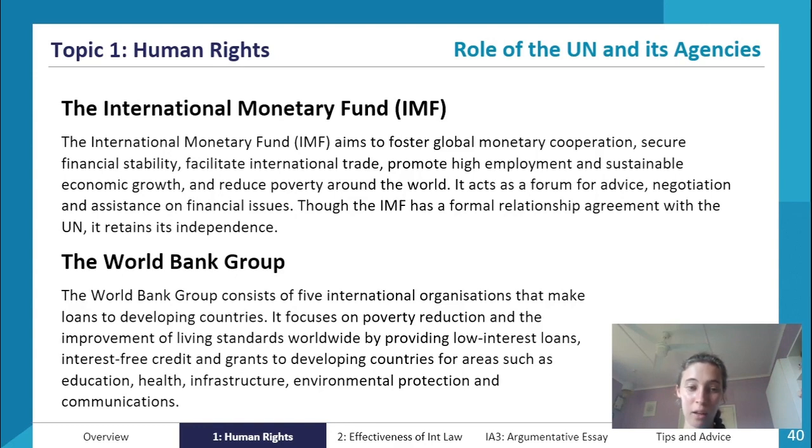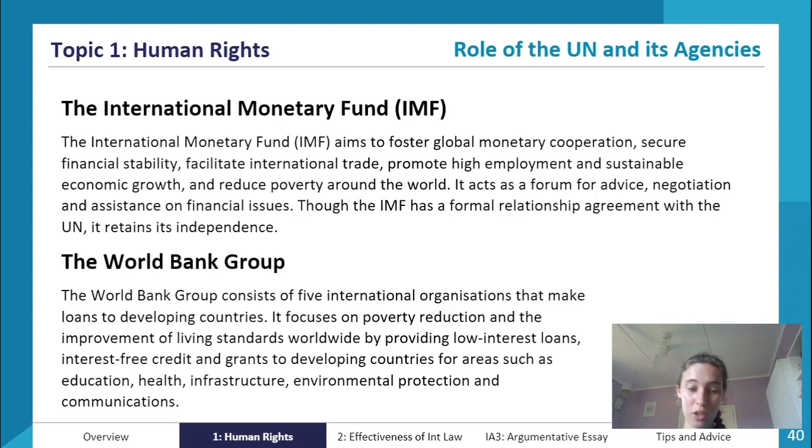Unlike our commercial banks, it is wanting to, I guess, be more charitable by giving the lowest interest loans that it can. And then also just grants as well, interest free credit, things that the country doesn't have to pay back at all.